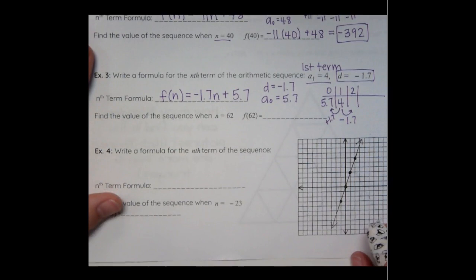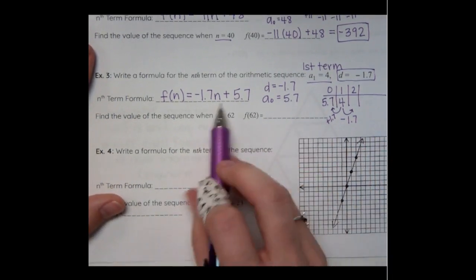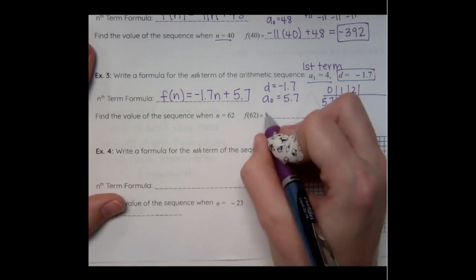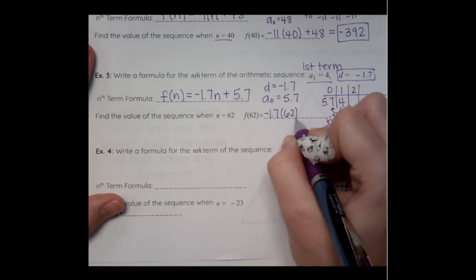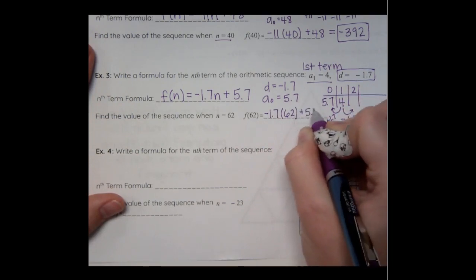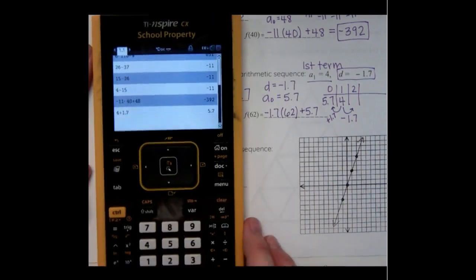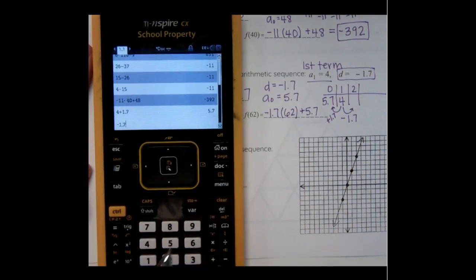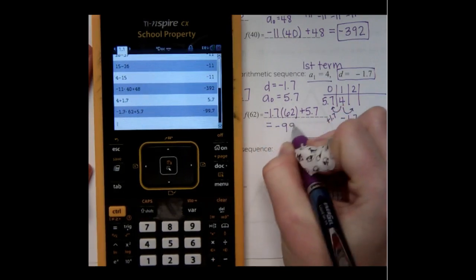Okay, this last part of this question is just the same. We plug in 62 every time we see n. So f of 62 is negative 1.7 times 62 plus 5.7. So use your trusty calculator, try it out yourself maybe, and then check with my answer. We get equals negative 99.7.